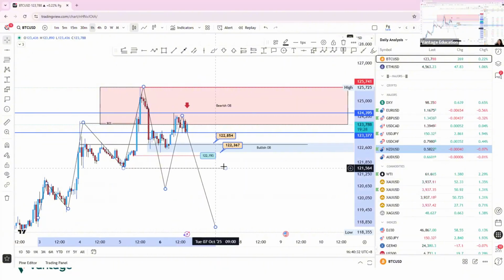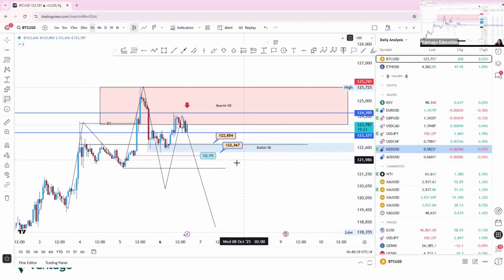But they haven't made the change of character. This is not the low; this is the low that they need to break below. Okay, 1, 2, 1, something like that.